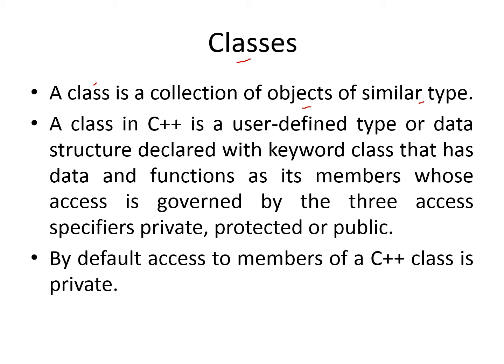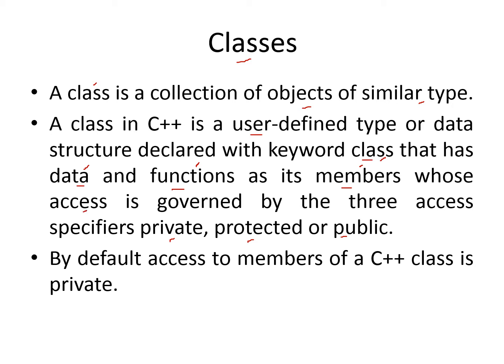A class in C++ is a user-defined data type or data structure declared by the keyword class that has data and functions as its members, whose access is governed by three access specifiers: private, protected, and public. That is, a class is a user-defined data type. That is, my class is being built based on the user's interest. So that is why it is a user-defined data type. And the keyword used is class. And within that class, data can be there and functions can be there. They are the members of that particular class.